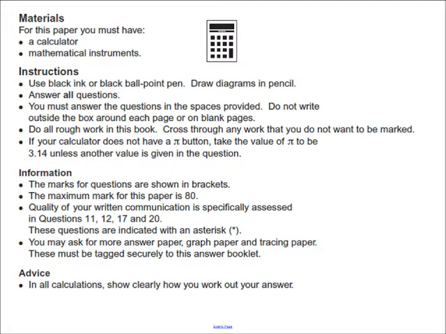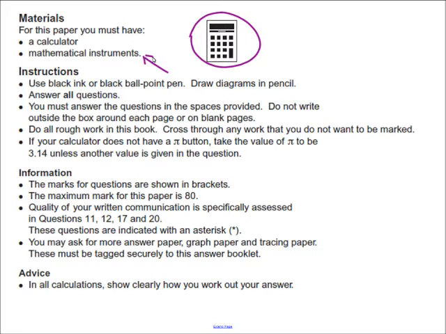The details on the front of the page list the materials, and in this instance you will definitely need a calculator for the Unit 3 exam, and you'll need to know how to use that calculator, so get familiar with it before the exam. Also, in particular in this paper, you will need your mathematical instruments. That means a compass, protractor, pencil, ruler, rubber and so on, and they're particularly important in this exam as they are required on a couple of the questions.